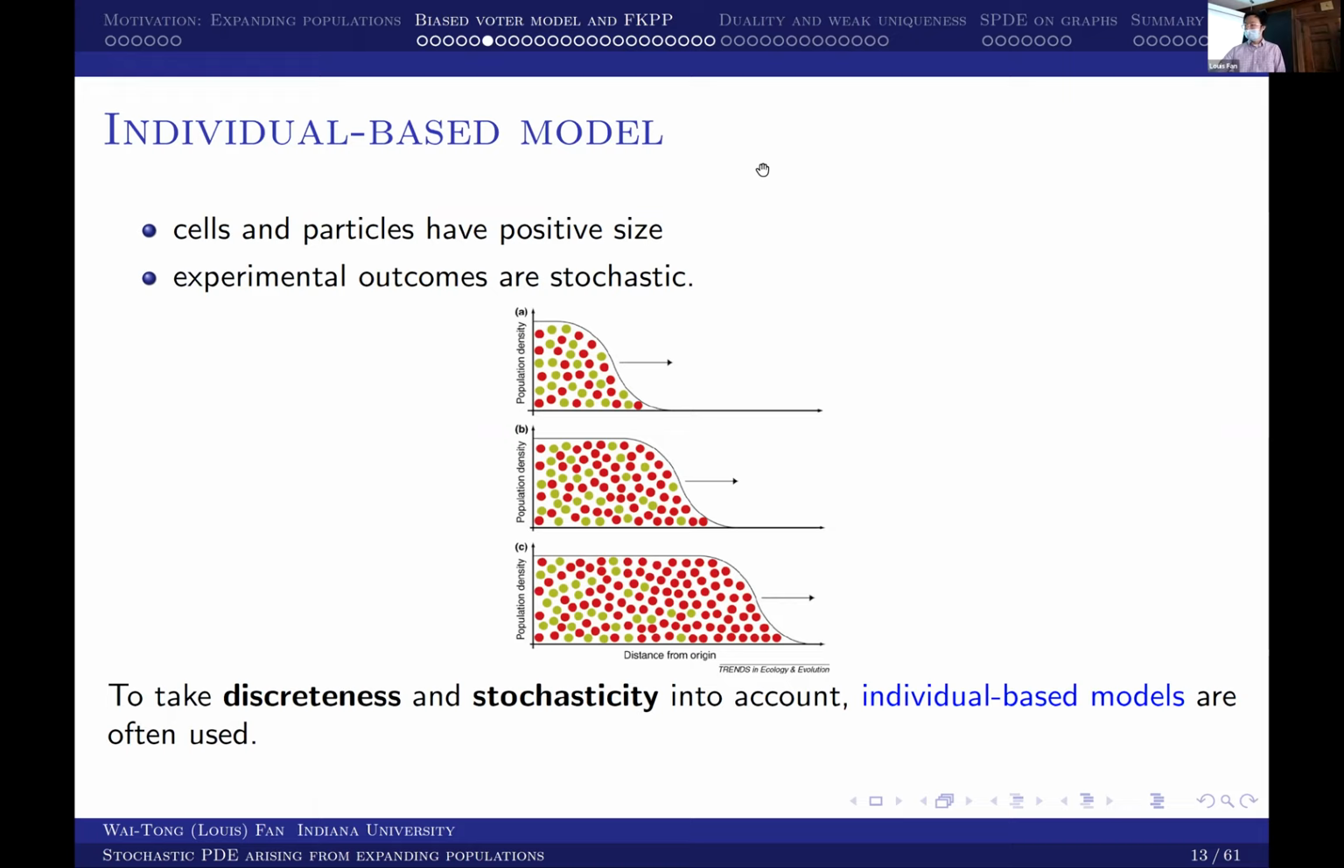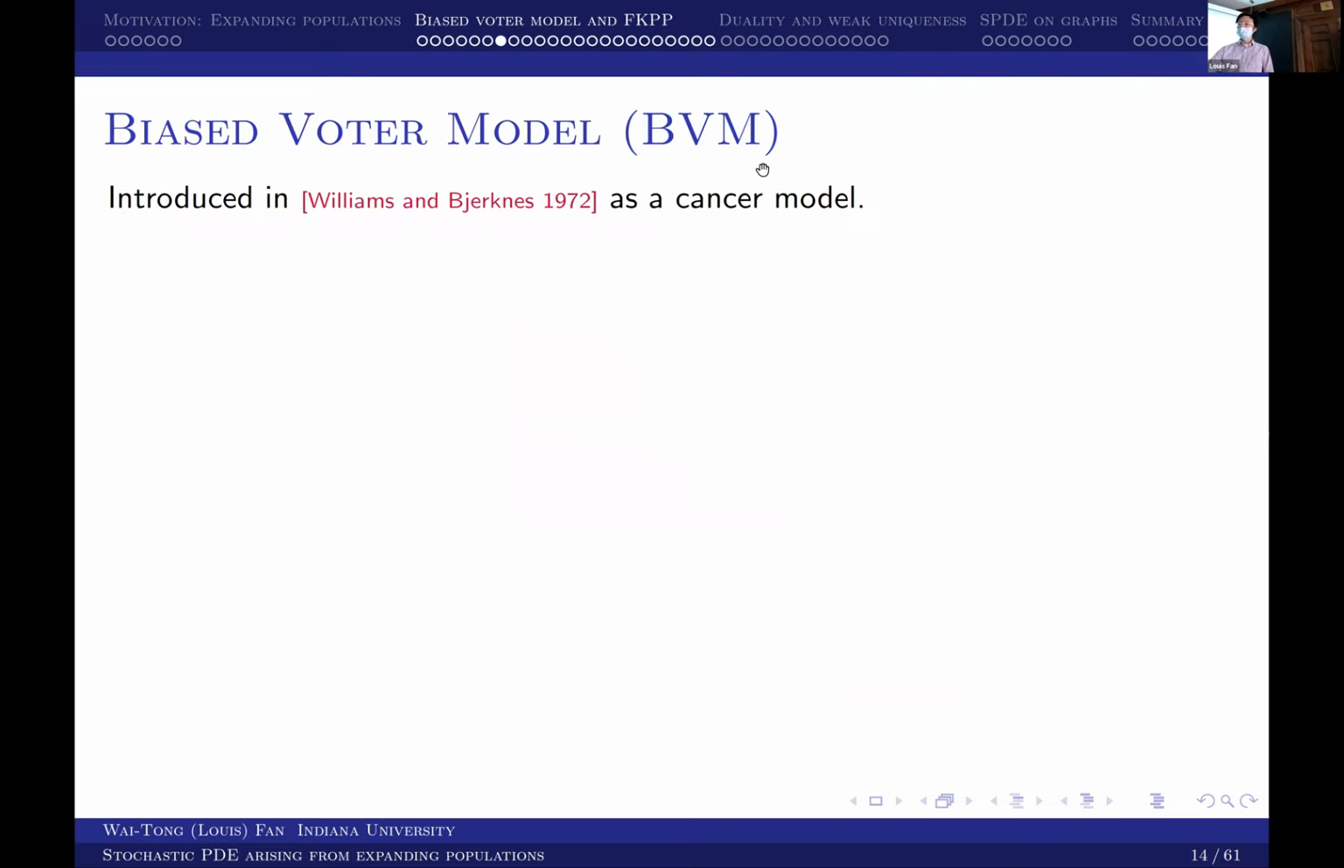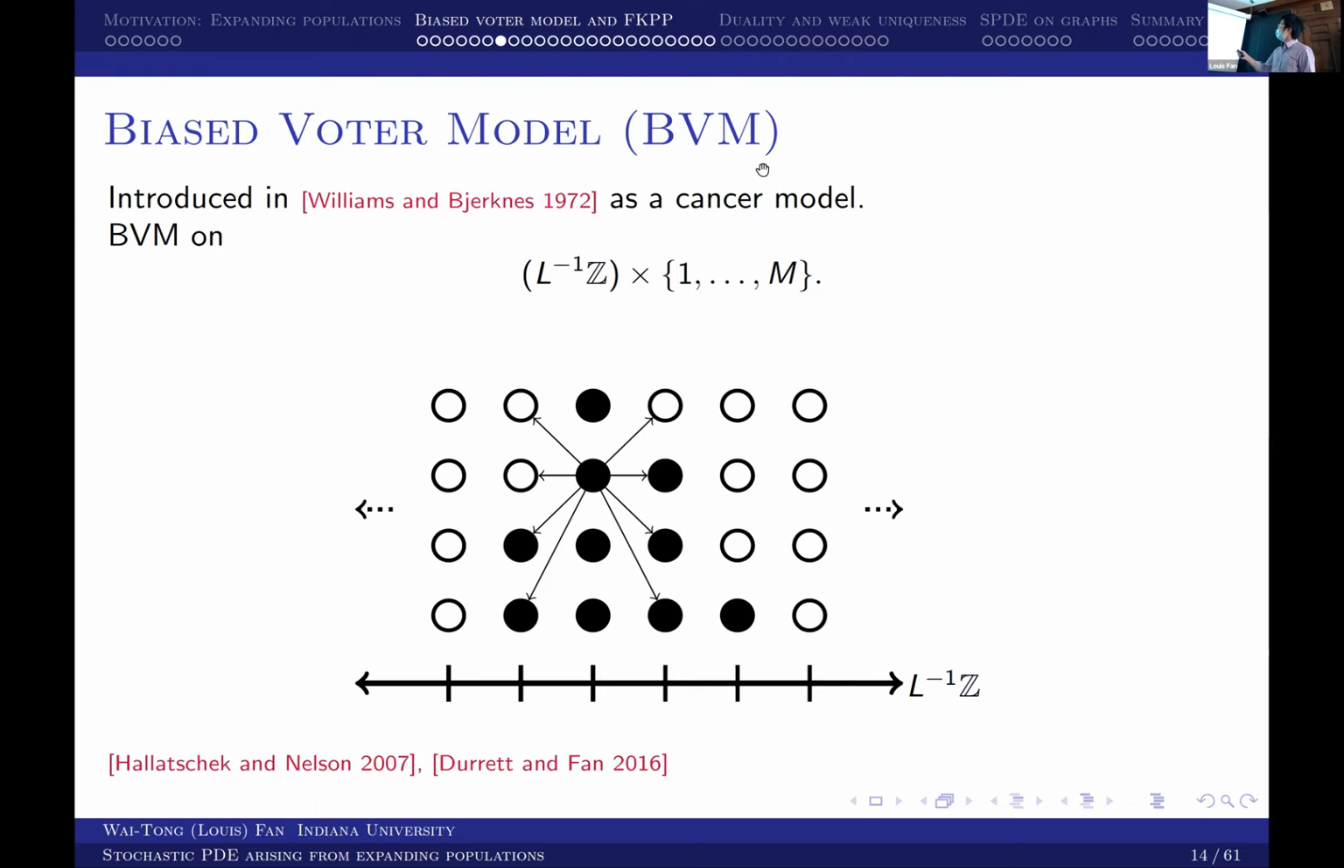So in order to tell you about this biased voter model, I need to tell you two things, right? First, who and who are neighbors? Second, how often are we spreading our opinion? This biased voter model was first introduced by Williams and Bjerknes as a cancer growth model and also studied by mathematicians. The network structure here is this product space: the one-dimensional rescaled lattice, taking the product with M individuals. Here each dot is an individual, and each individual can have one of two opinions, the solid color or open dot. And the neighbors of each individual are just the individuals in the next two columns. Okay, so this is the network structure.